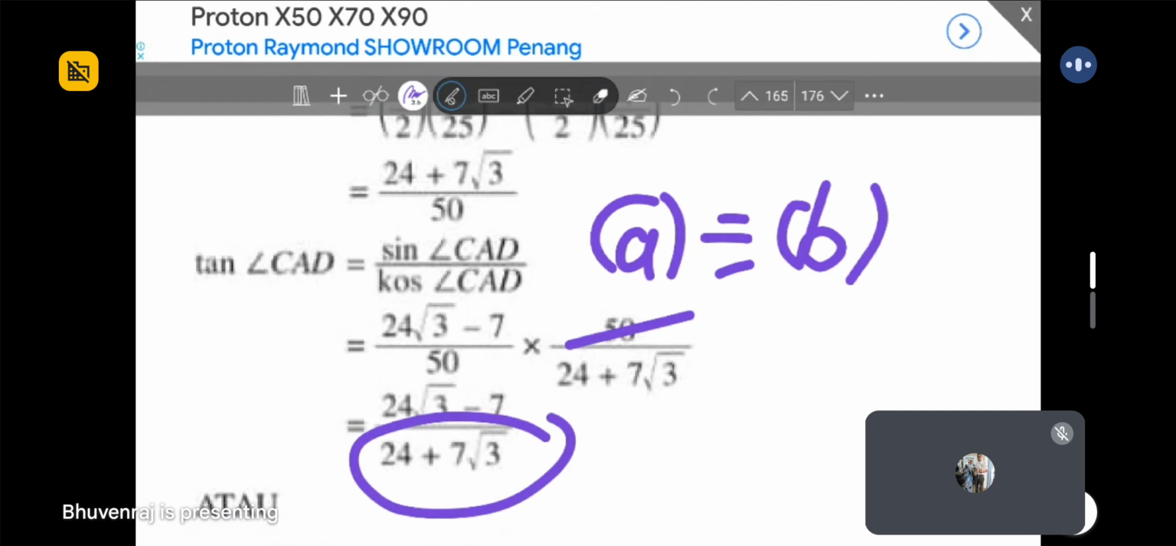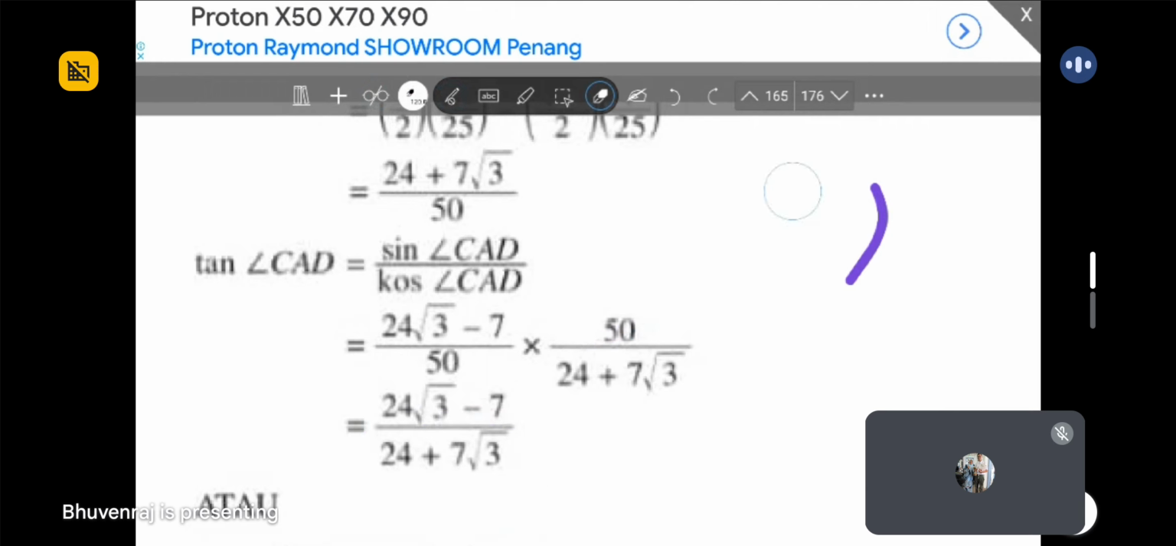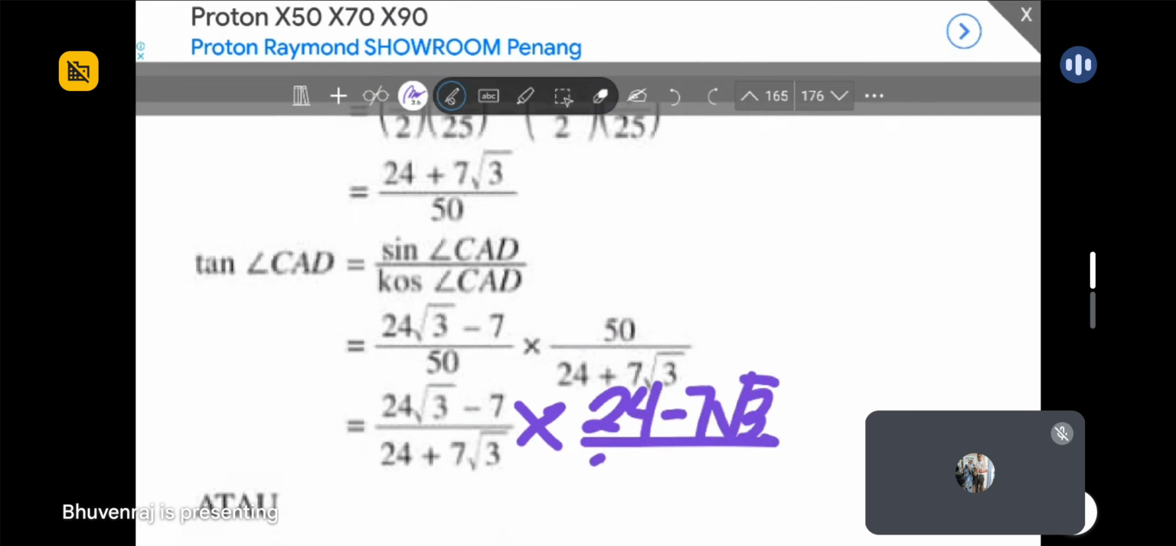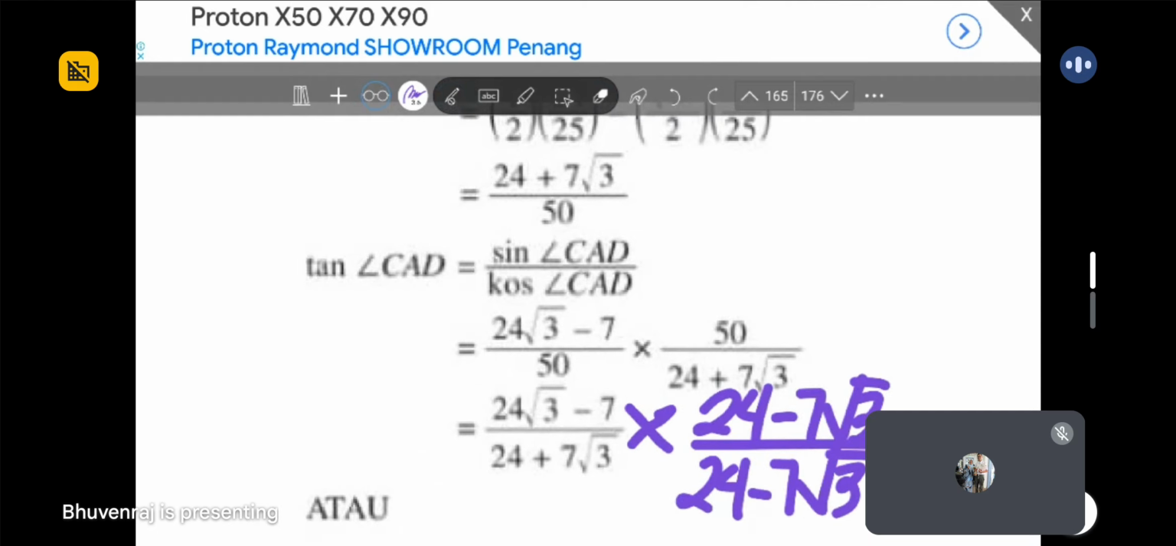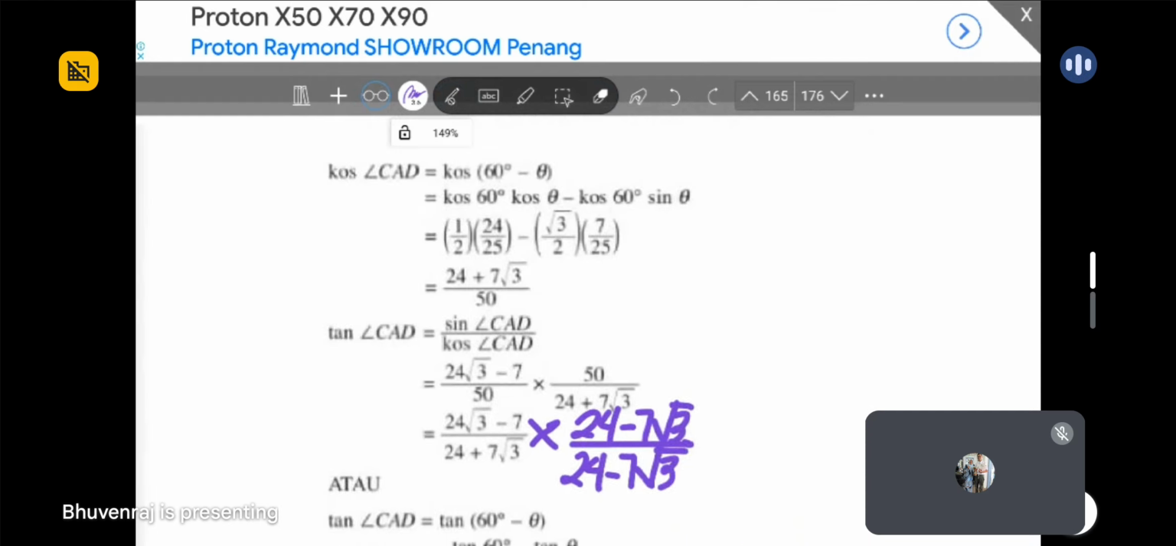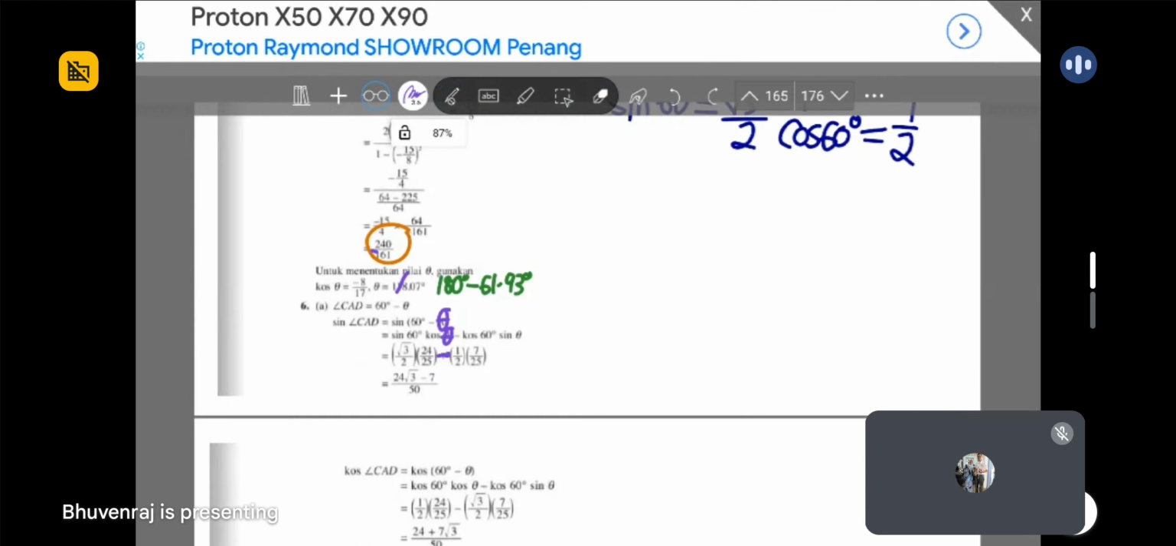But if you want, you can also change it. You can change it using the conjugate surd. Okay, just use the conjugate surd. So it's 24 minus 7 root 3 over 24 minus 7 root 3. Okay, then you expand normally. Okay, can also. This concept also can. No problem.